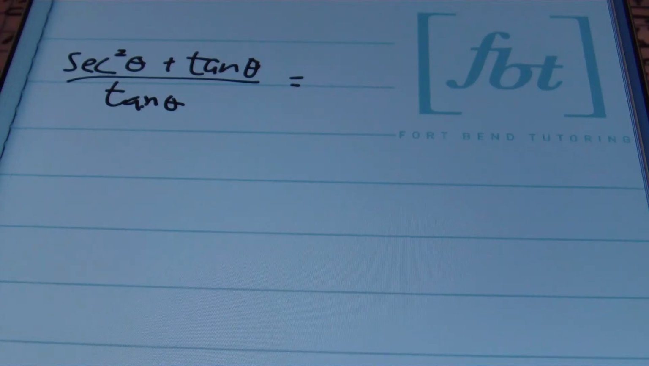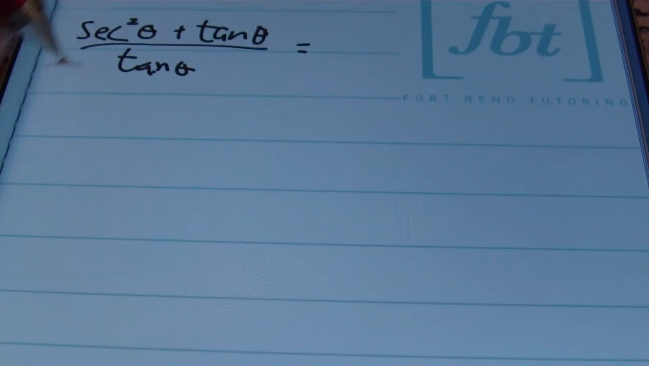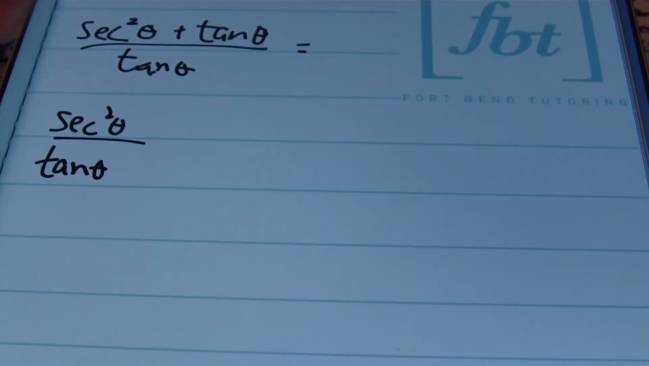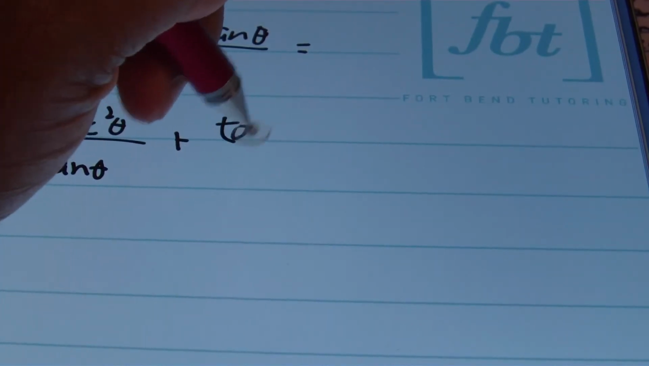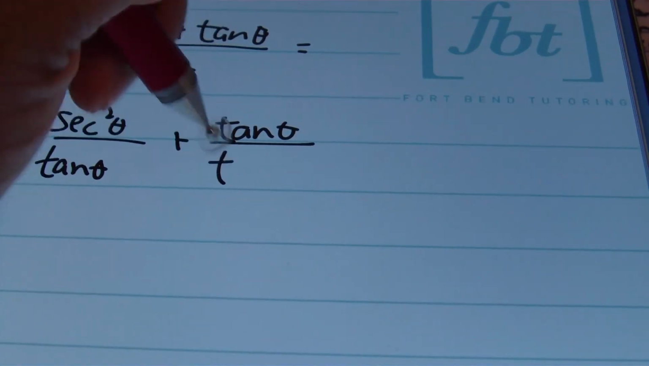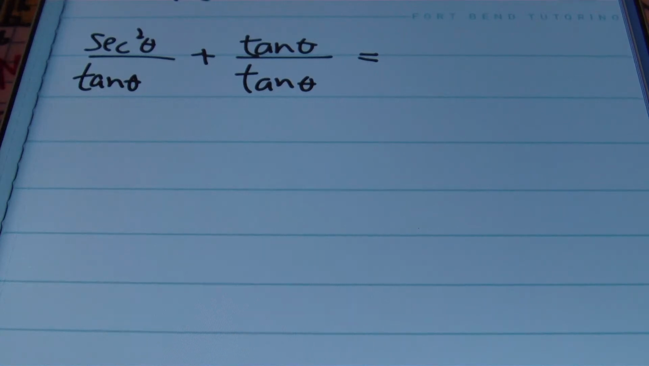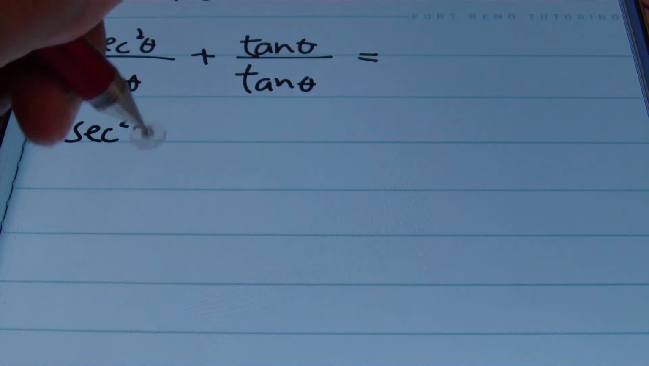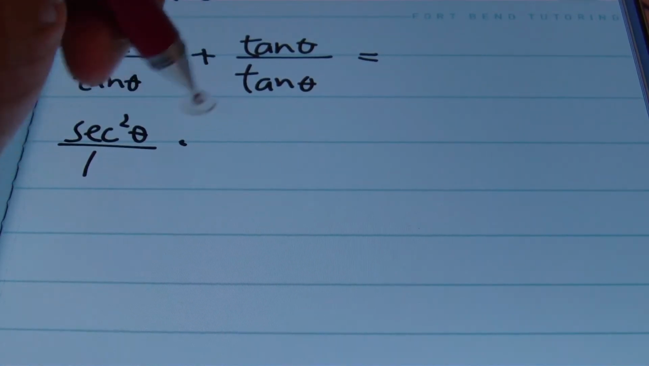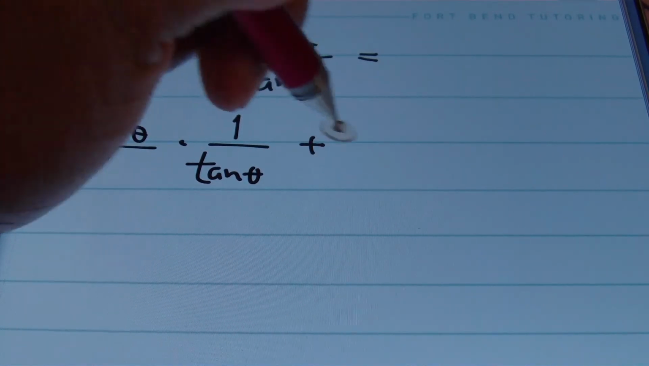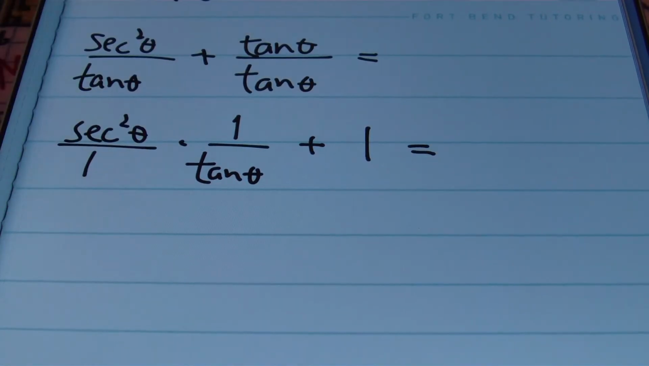At this point, we'll go ahead and expand this fraction. So I'm going to rewrite this as secant squared theta over tan theta plus tan theta over tan theta. All right, from here I'm going to show that my secant squared theta over tan theta can be expanded to show that it is secant squared theta over 1 times 1 over tan theta plus 1. That's simplifying that tan theta over tan theta.